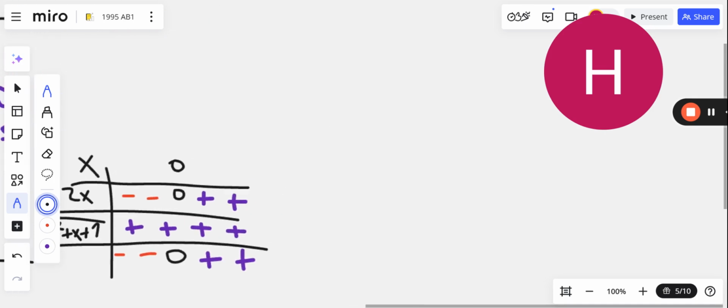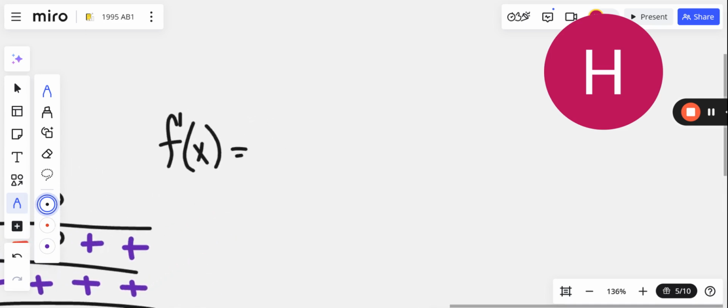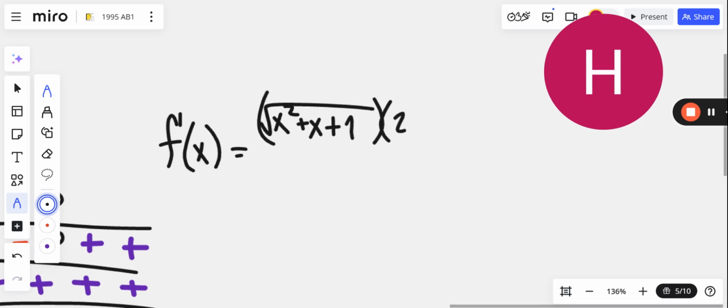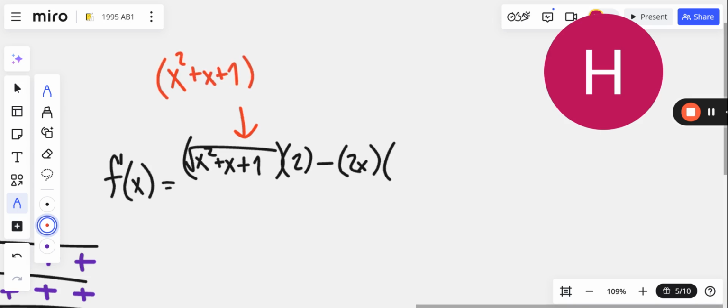Another thing we should look at is the derivative. So let's take the derivative. And we're going to do that by using the quotient rule. Remember, low d high minus high d low. So here's low d high, it's just 2, minus high d low. Let's be careful with that, because this is the same thing as x squared plus x plus 1 to the 1/2 power.